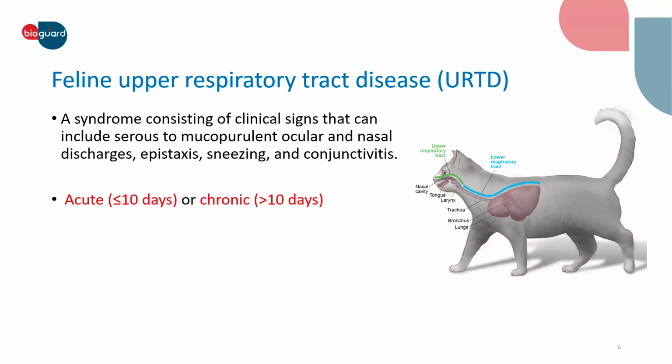The clinical signs include serous to mucopurulent ocular and nasal discharge, epistaxis, sneezing, and conjunctivitis. Based on the whole course of the disease, if it's less than or equal to 10 days, that would be classified as acute URTD. If it's more than 10 days, then it would be chronic URTD.